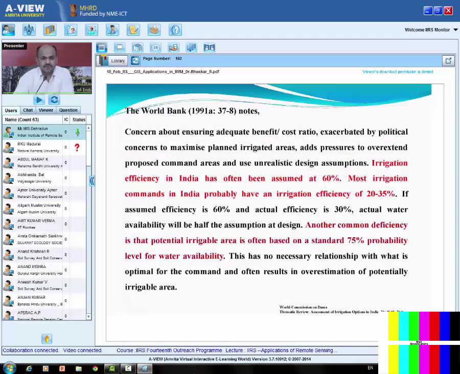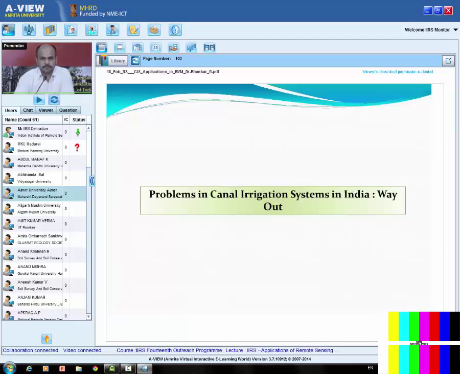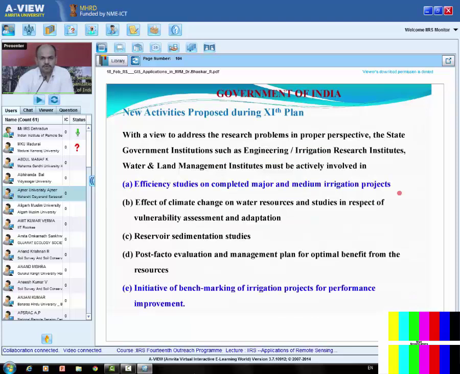To check this, we have to improve our water use efficiency. You can see the World Bank report says that though the government is claiming we are running at 38 to 40% efficiency level, the actual efficiency level that we are attaining is 20 to 35% only. So the way out would be, we have to improve.